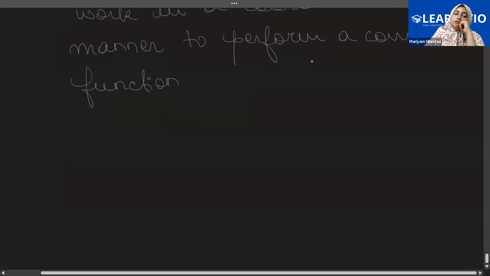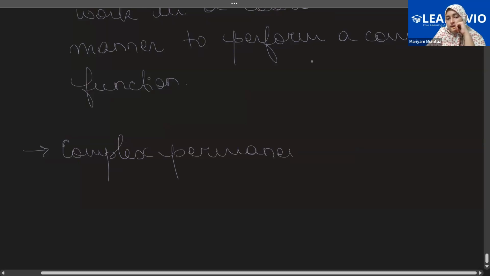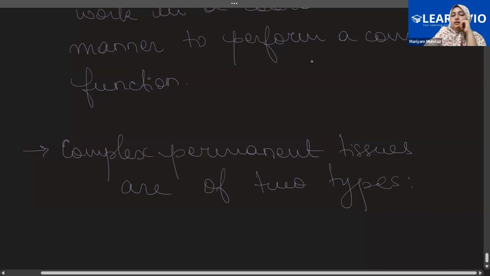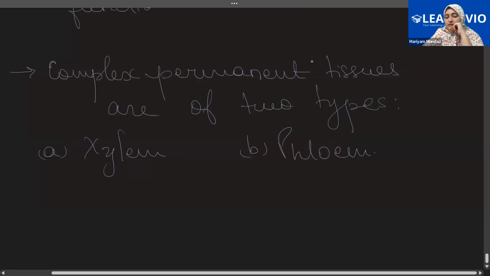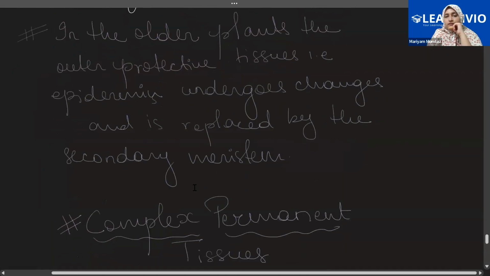Now, complex permanent tissues are of two types. The first one that we have is the xylem, and the second one that we have is the phloem. Any doubts up until now, students? All right, now you people can note it down, then we'll move forward.